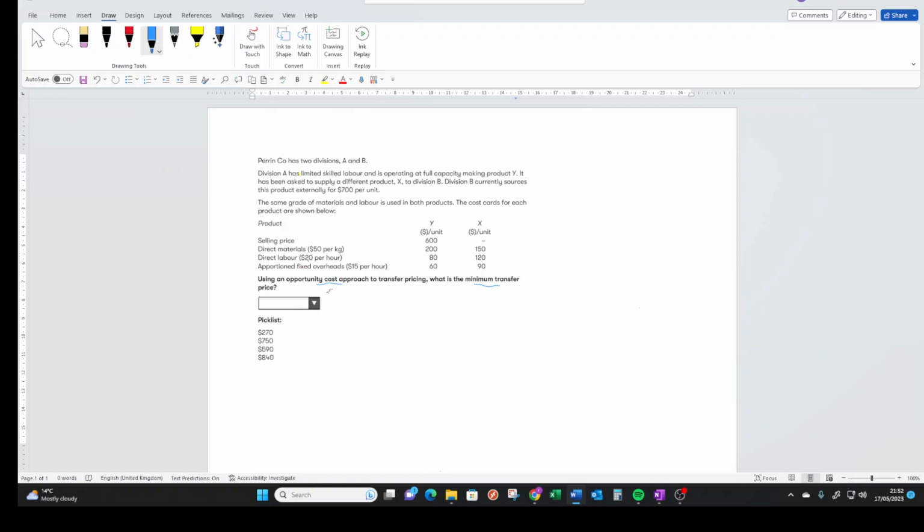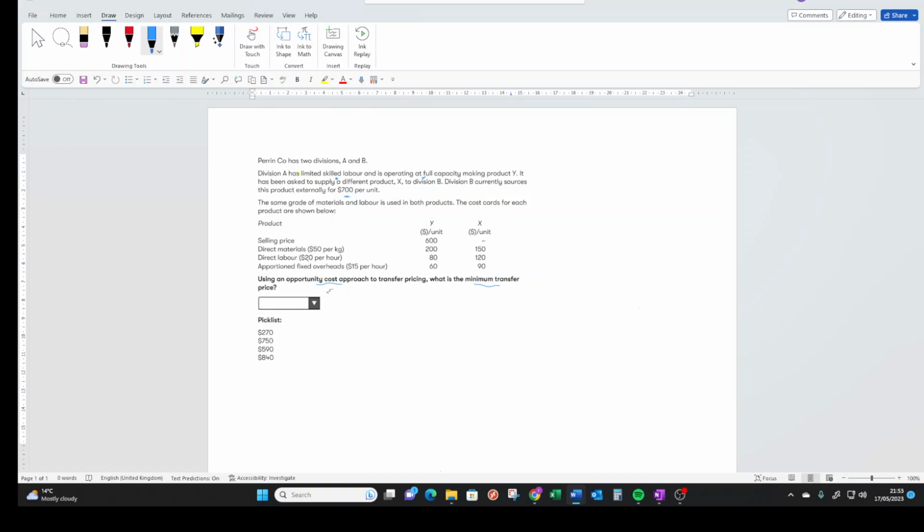And then looking at the scenario, we've got Division A, which has limited skilled labour and is operating at full capacity. That's important because obviously it can't just make more of the product that it's going to be asked to make without reducing what it's currently doing, and it's making product Y. It's been asked to make product X for another division in the same company, and currently they buy product X in for $700 a unit. It says the same grade of materials and labour is used, which feeds down into the cost card, so you can compare like with like.